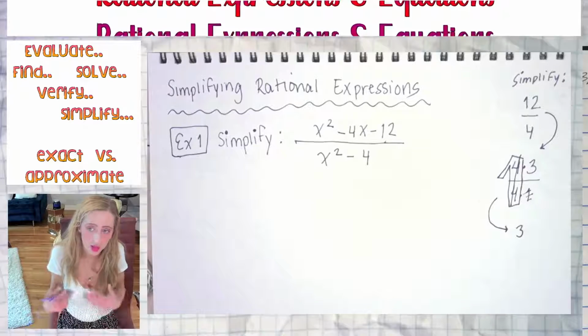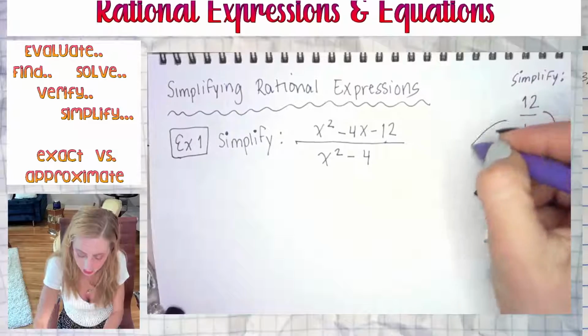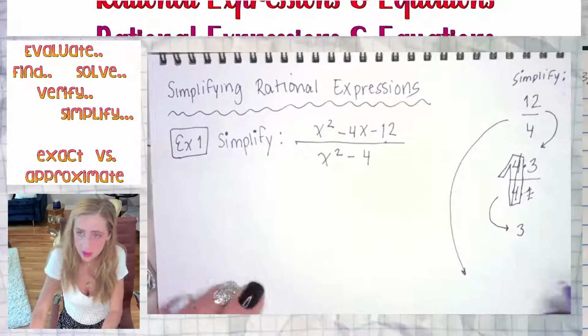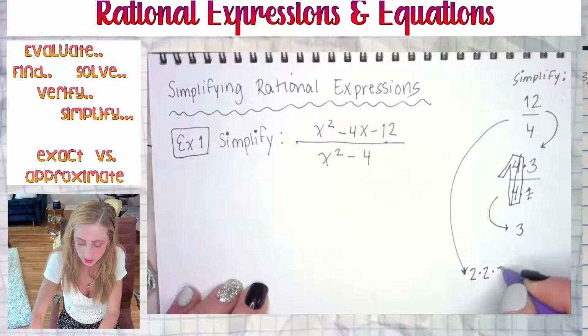But could you have simplified it with a little bit more intense math there? Sure. Instead of just 12 being 4 times 3, you could really break it down: 2 times 2 is 4, times 3.